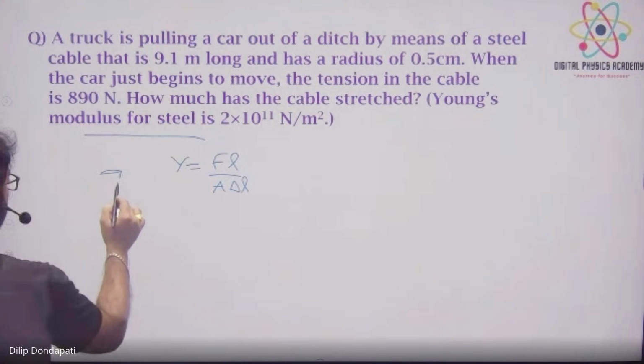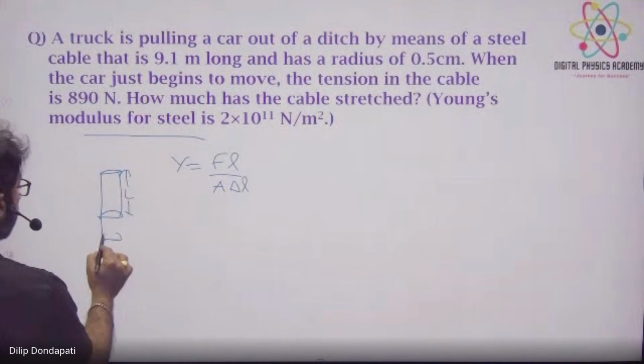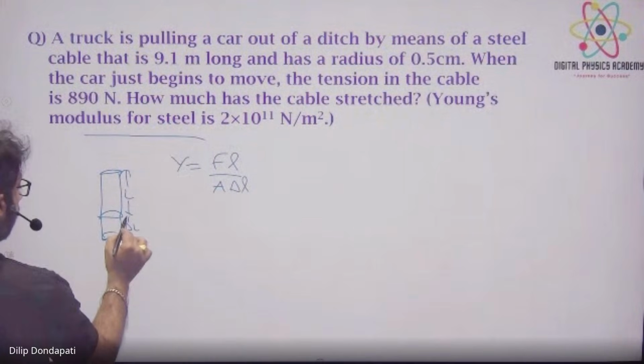There is one wire. So the length is L. If you elongate it, I'm asking only the change in length. Change in length, delta L. Oh, they are changing length. My bad.